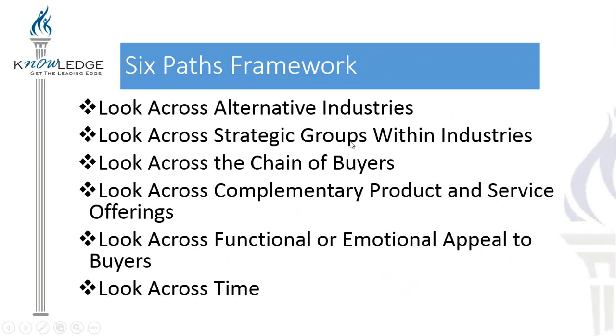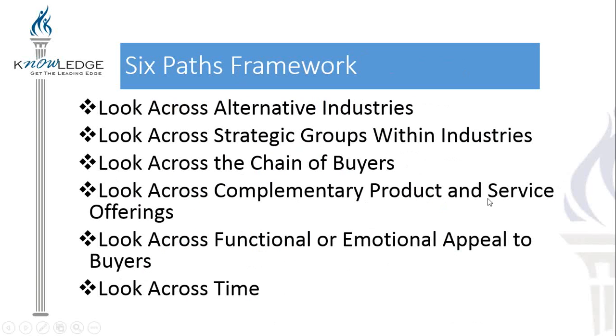They looked across strategic groups within industries. Look across chain of buyers. There can be 3 layers of your buyers. It is not necessary that your buyer is your end consumer as well. It can be that somebody else is purchasing your equipment and the real consumers are different. This often happens when we are talking about the pharmaceutical industry. It's a very relevant example over there.